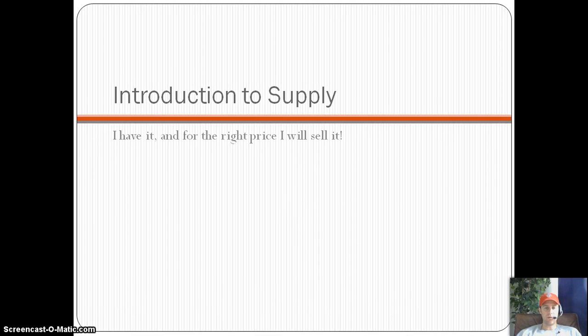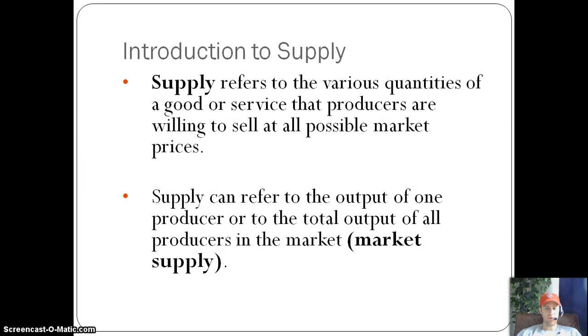Alright, so today we're going to be talking about supply. If consumers have demand, then producers have supply. And you have it, and for the right price you will sell it, you will sell your supply. Supply refers to the various quantities of a good or service that producers are willing to sell at all possible market prices.